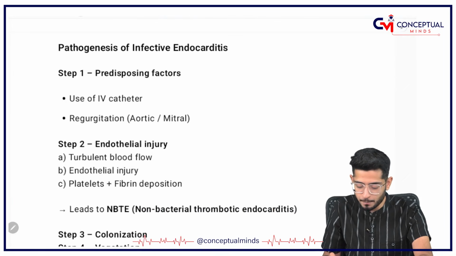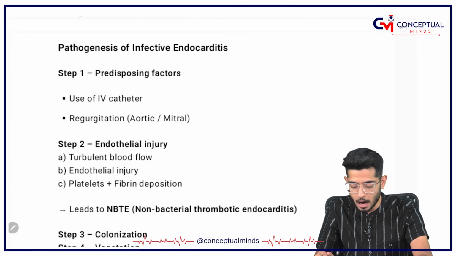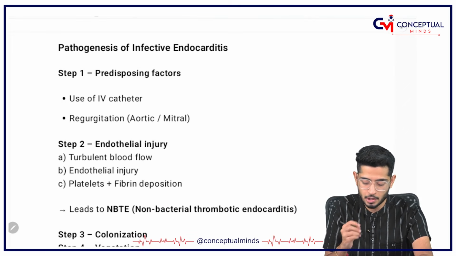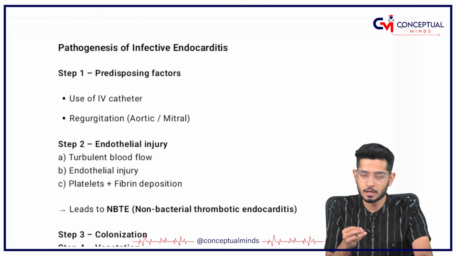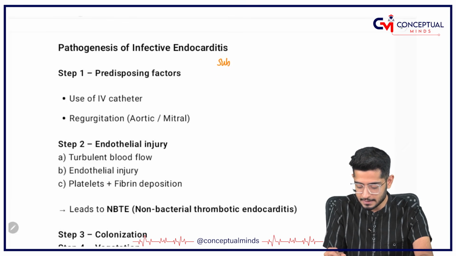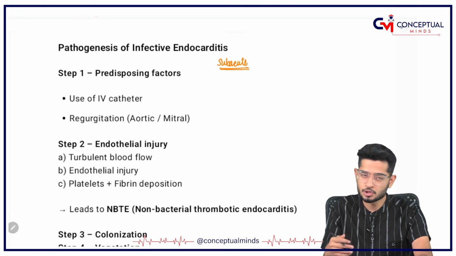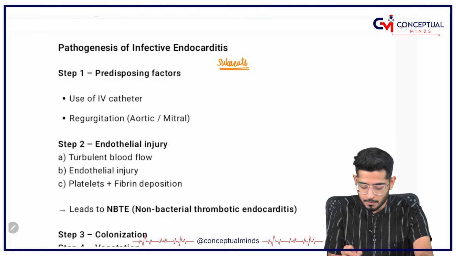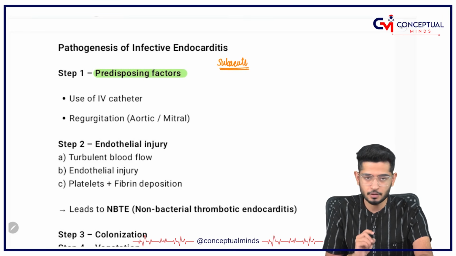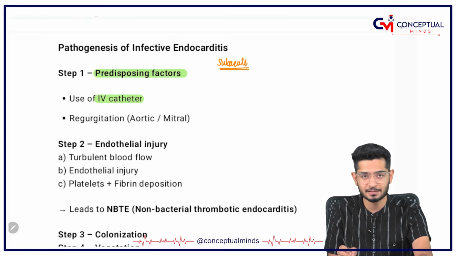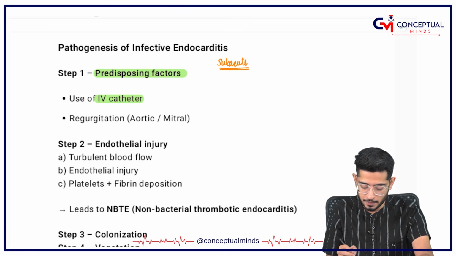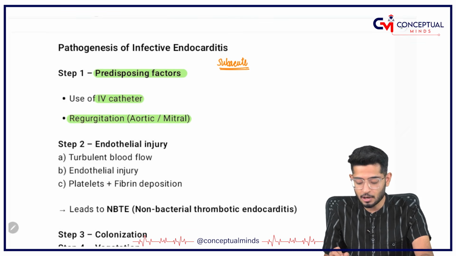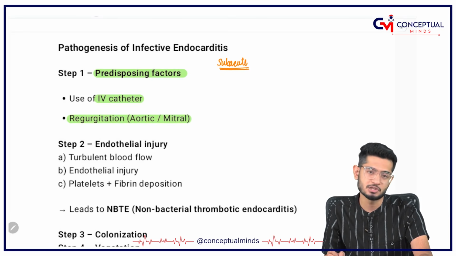Okay. Coming on to the pathogenesis of infective endocarditis, like how infective endocarditis is happening. First of all, in infective endocarditis, especially the subacute one, we'll discuss subacute in great detail because it is more common, so we have to focus on it. Remember, the predisposing factors will first come into play, just like IV catheters. We are using IV cannulas, and regurgitation like aortic regurgitation and mitral regurgitation.